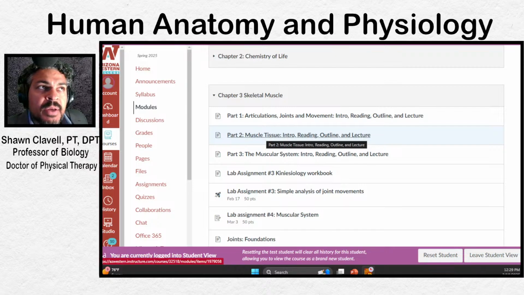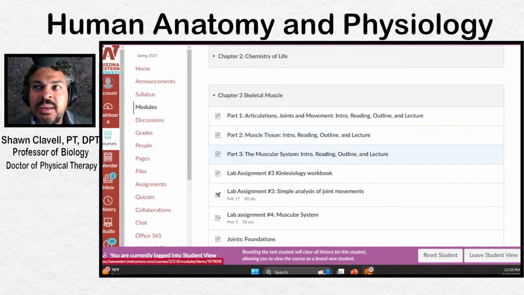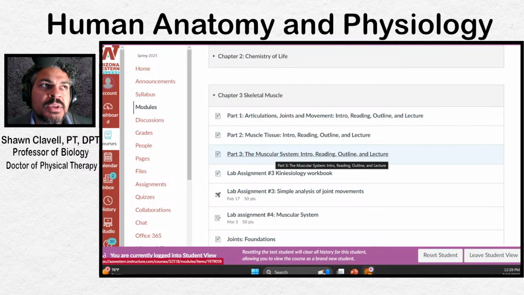Think about the 3 steps we consider, the first being excitation. How does a nerve stimulate a muscle? The next part is the sliding filament theory, the proteins that are actually contracting and sliding across each other. The other part is cross bridge cycling, where the proteins maneuver to pull the sarcomere towards each other. You'll see that in muscle tissue, chapter part 2, and muscular system, part 3, is really a look at all the different muscles of the body.